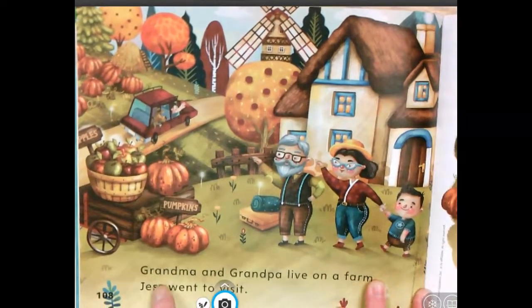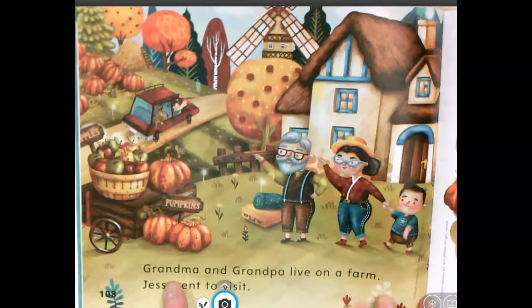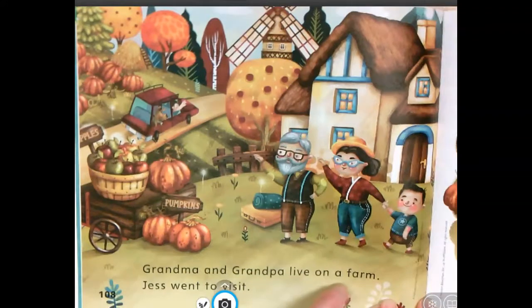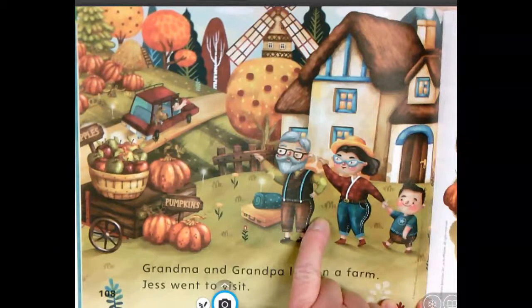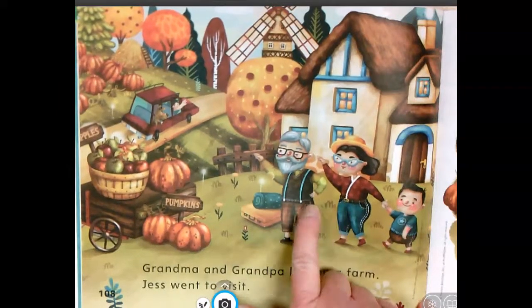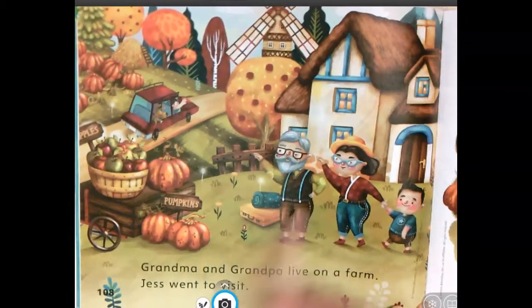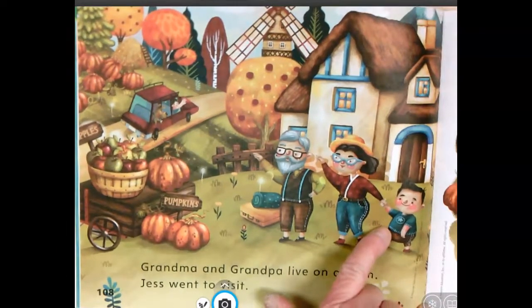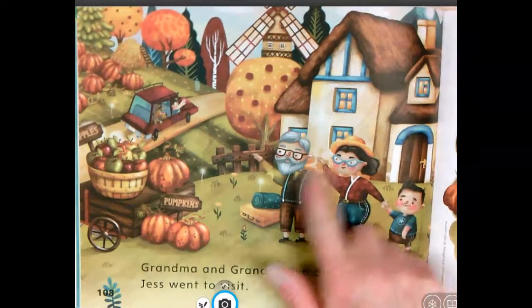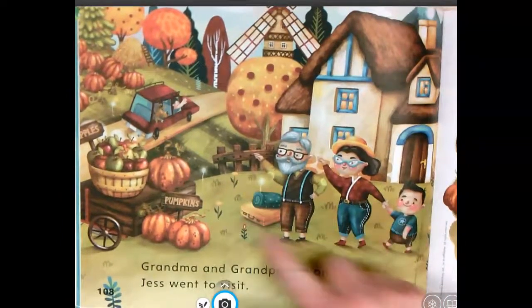Page 108. Let's read. Grandma and Grandpa live on a farm. Jess went to visit. So who are some other characters? Right, Grandma, Grandpa, and that must be Jess. This must be their farm.